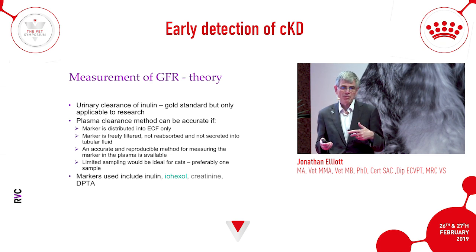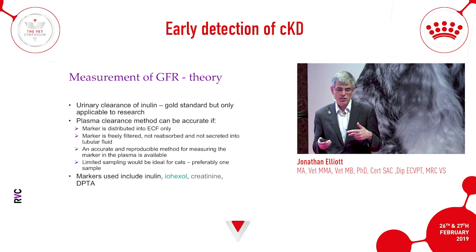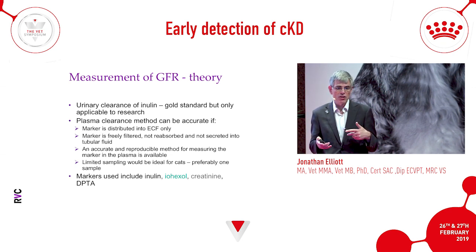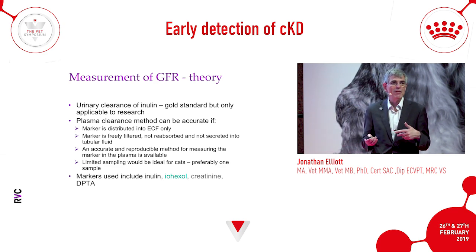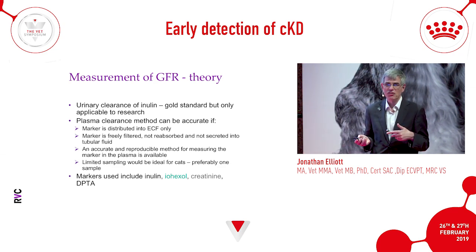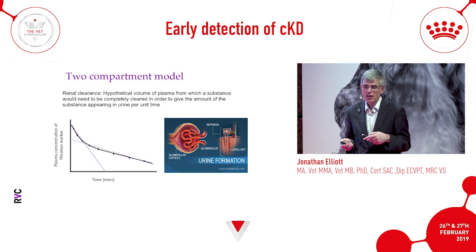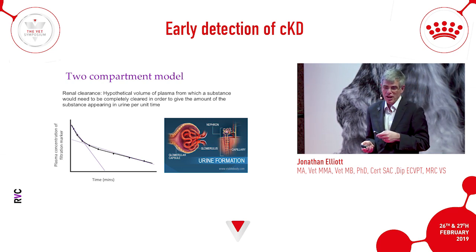Therefore, the rate of disappearance of this marker from the plasma is proportional to the glomerular filtration rate. And we do have an accurate and reproducible method for measuring the plasma concentrations of iohexol. And there is research that has worked out a limited sampling method so that we don't have to blood sample the cat on 9 or 10 different occasions in order to calculate the glomerular filtration rate. So this is the theory behind looking at plasma clearance.